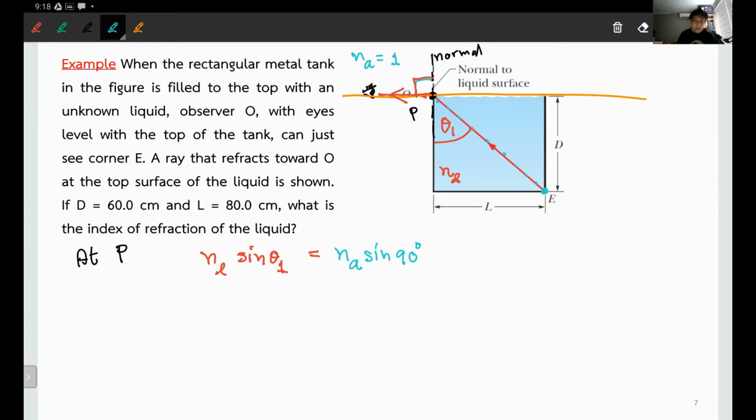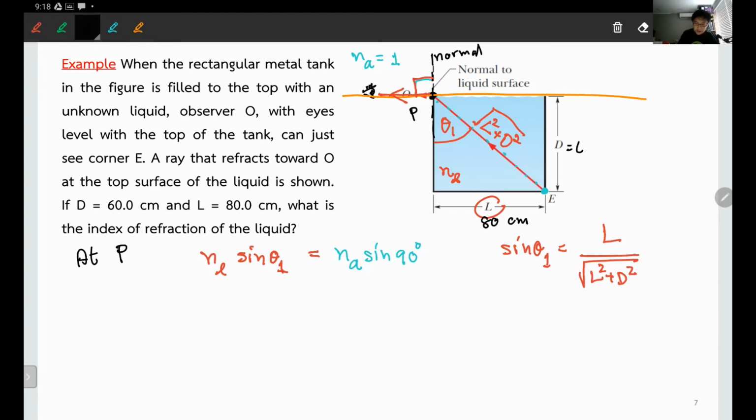And the rest now is easy because sine theta 1, you can figure it out. When you look at this one, you say, sine theta 1 is just opposite over hypotenuse. The hypotenuse is just Pythagorean between L squared and D squared under square root. So actually sine of theta 1 is going to be L over square root of L squared plus D squared. However, the numbers are very kind. L is 80 centimeters. D is 60 centimeters. So everyone knows the hypotenuse will be 100 centimeters. That's nice. So that means sine theta is going to be 4 over 5, 80 over 100.